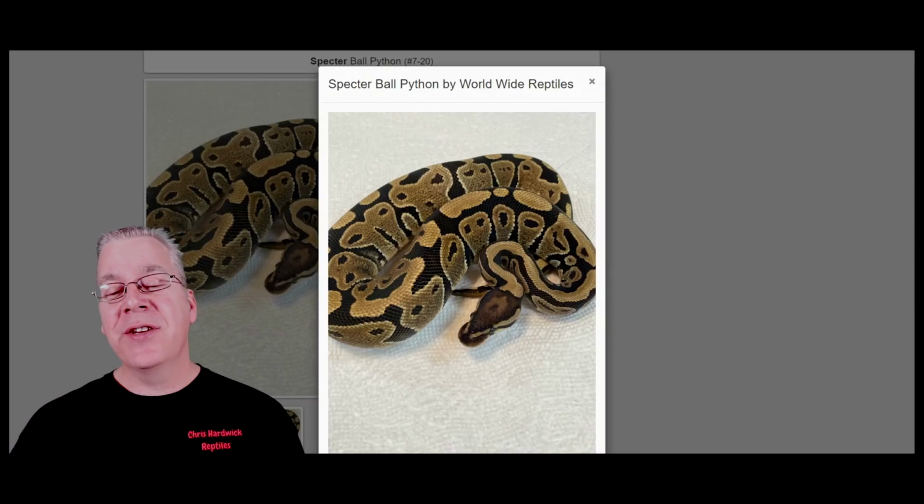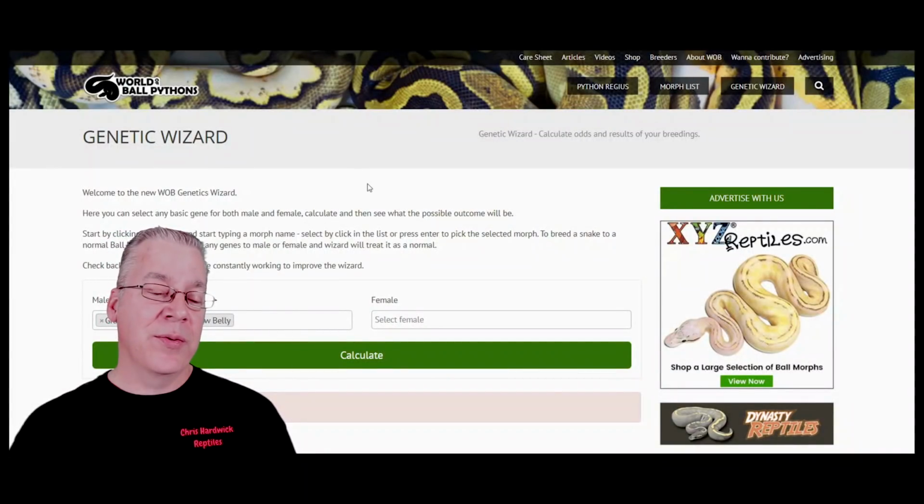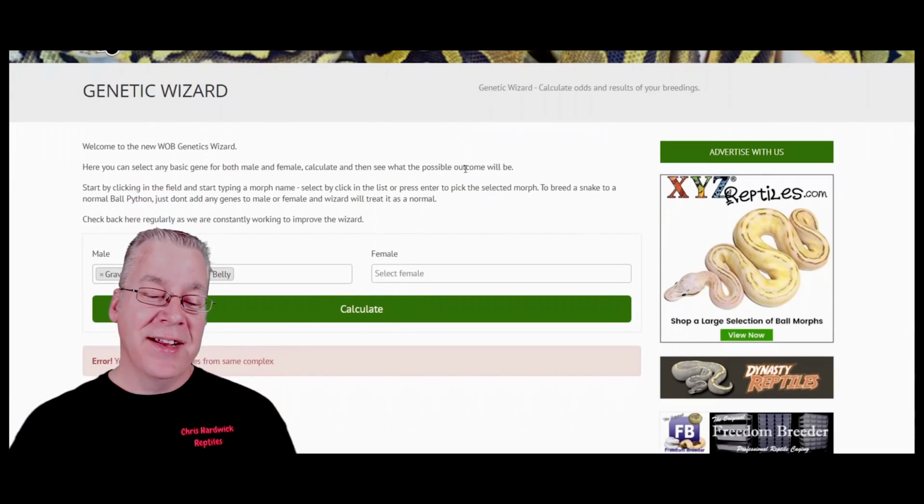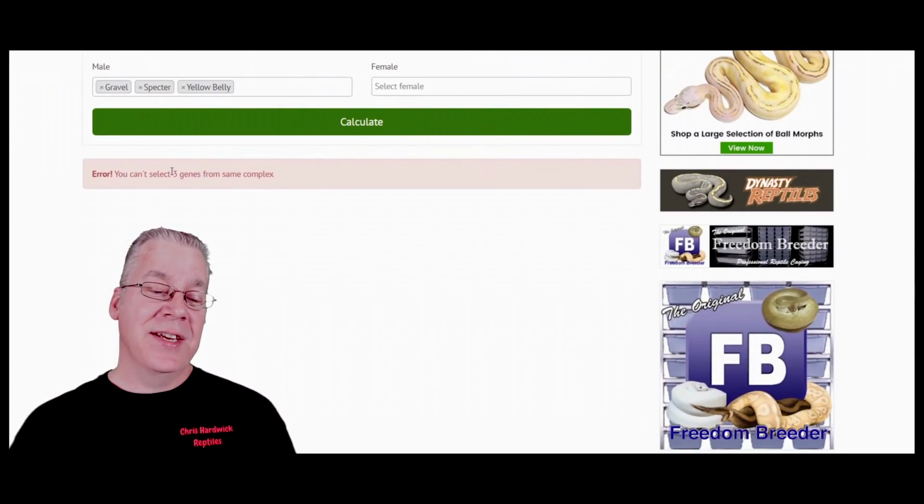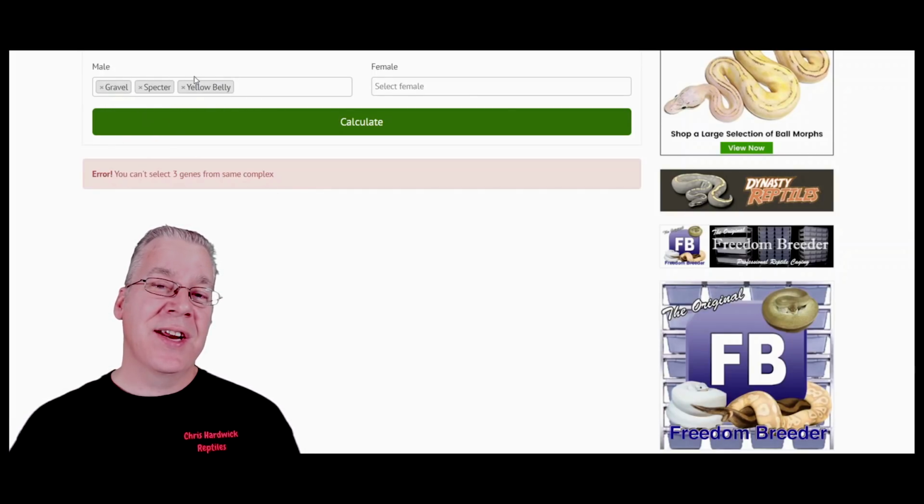And if you come over here to the genetic wizard and try to breed a highway specter and hit calculate, essentially what it says is it gives you an error. It errors out and says you can't select 3 genes from the same complex. So essentially what this is, you actually have 3 genes that are all compatible, all allelic genes.